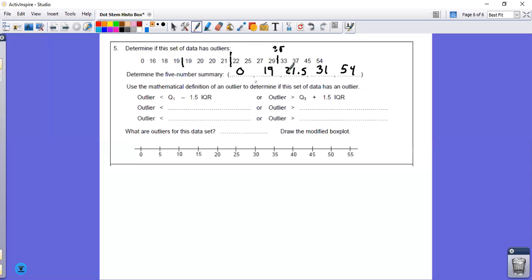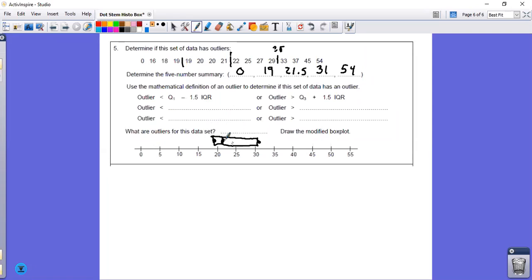Now, to find out if any of these numbers are outliers, let me show you the middle part of this. So 19, 21.5, and 31. This is the box part. That's the interquartile range right there. If something's an outlier, it has to be 1.5 times the distance of this box away from the end of the box, and then it's considered an outlier.